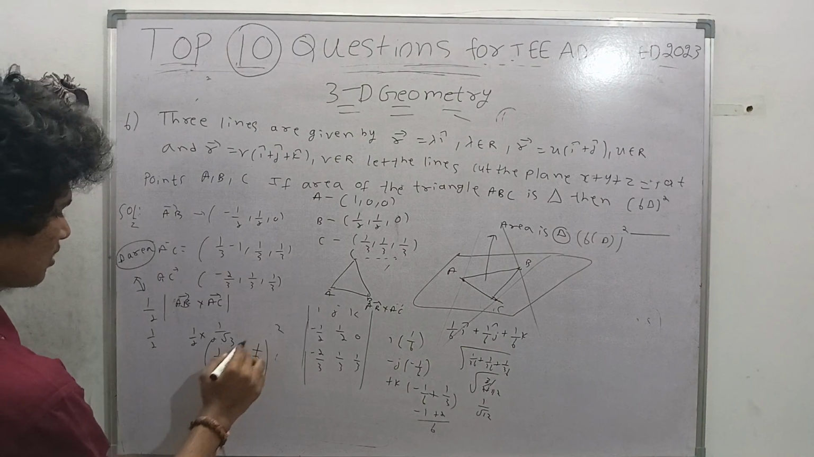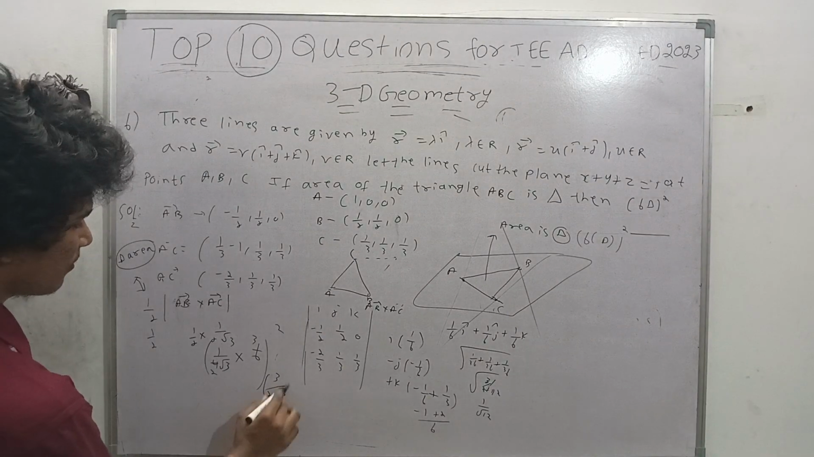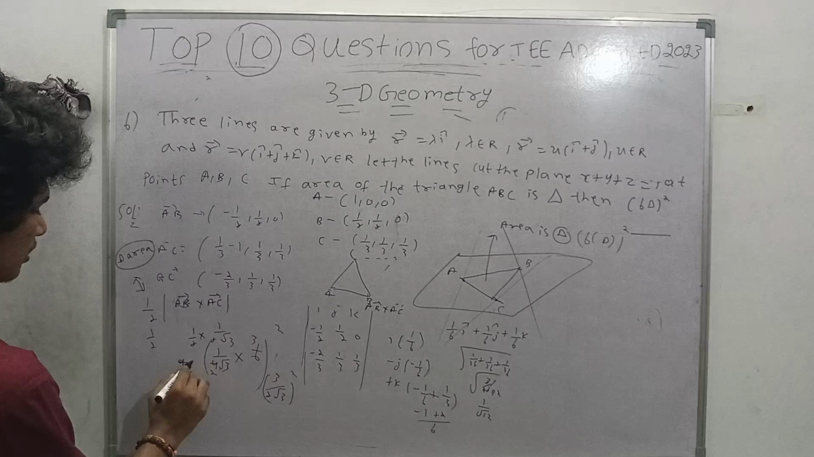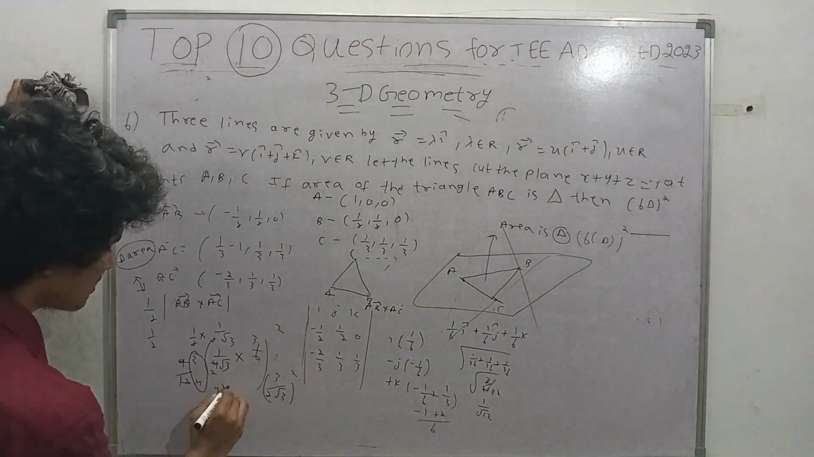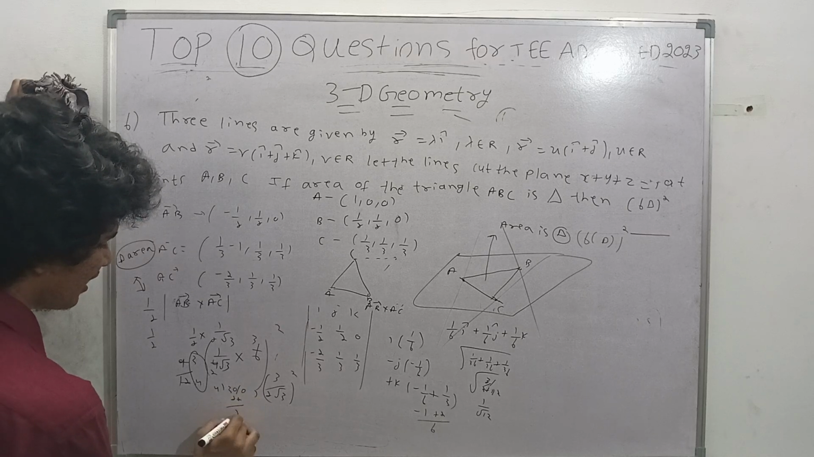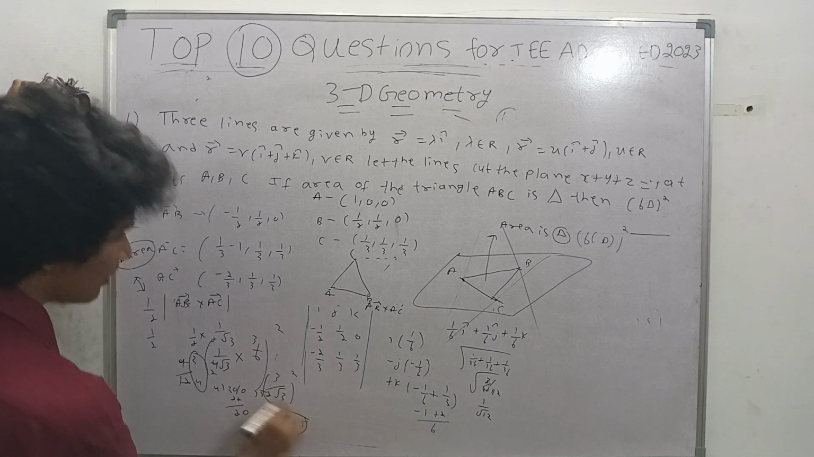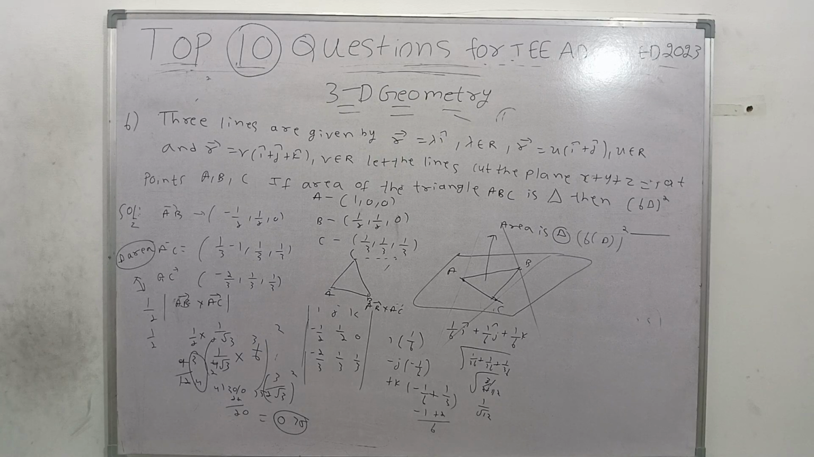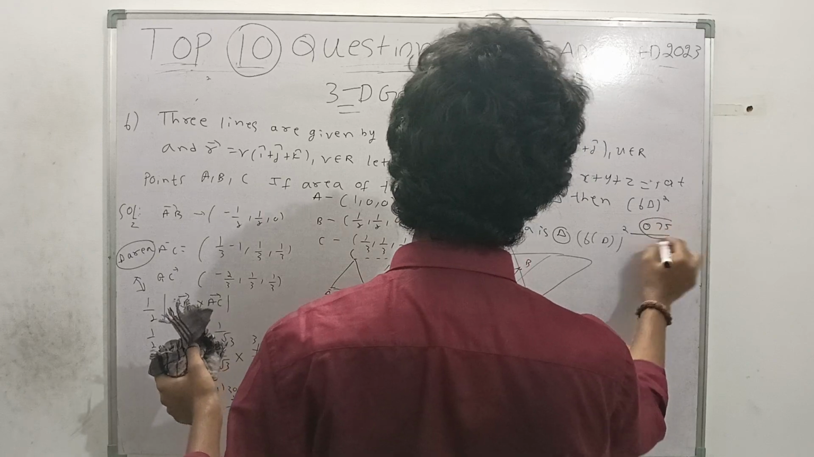So 2 3's, 2 2's. So 6 divided by 4 root 3, whole square. So it will be 3 square 9, 2 square 4, 4 3's are 12, so 3 by 4. What is the value of 3 by 4? The value of 3 by 4 is 0.75. So the final answer is 0.75. So the complete answer we got is 0.75. This is the answer you have to report.